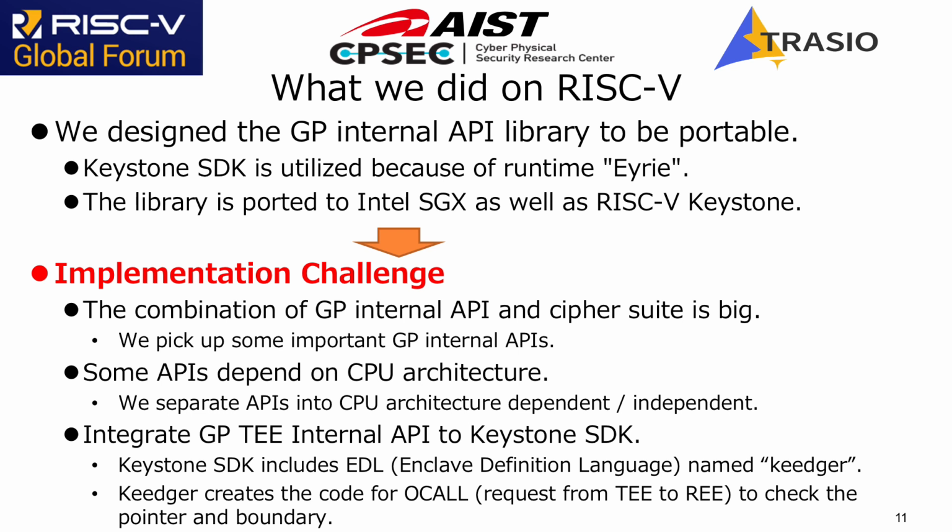The third challenge is to integrate the GP TEE internal API into the Keystone SDK. Keystone SDK includes the EDL library. EDL is enclave definition language, and in Keystone, it is named Edger. Edger creates the code for OCALL to check the pointer and boundary. OCALL is a request from TEE to REE to get help from Linux. The library must take care of it.